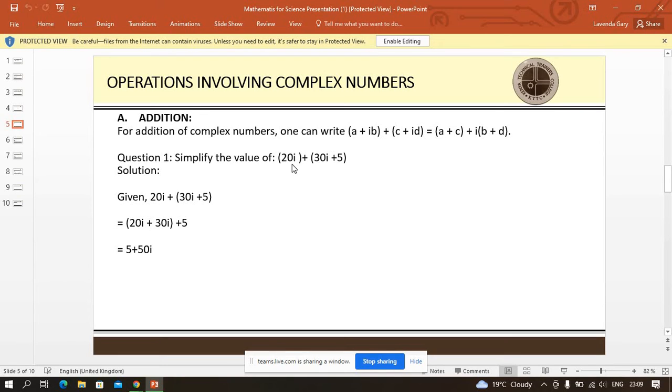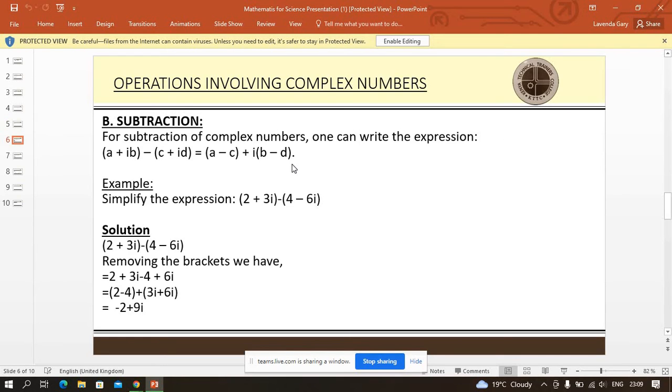Joseph? What is the final answer? It's 5 plus... That is very good. Let us move to subtraction.